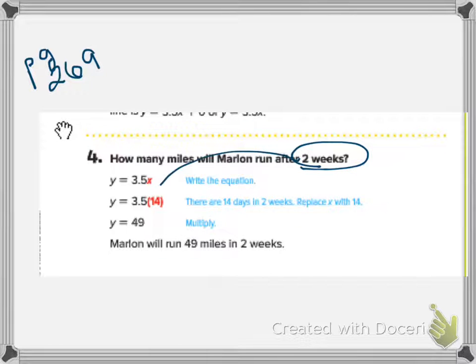Hopefully realizing that 2 weeks is 14 days, and so plugging in that 14 for x, and that's how they're calculating that Marion will run 49 miles in 2 weeks. So just making sure that your units of measure are the same, and then applying your equation.